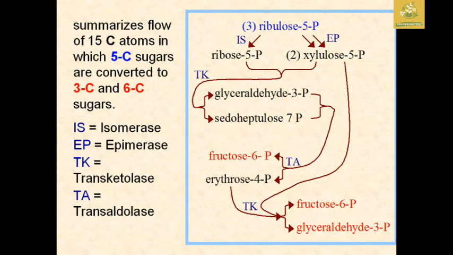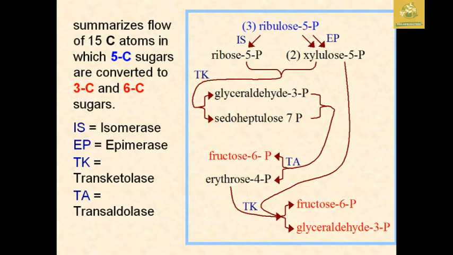So while summarizing, I have given you a simple summarization of the 15 carbons, which is completely taken, where the 3 ribulose 5-phosphate is taken, and 1 ribulose phosphate is isomerised, and epimerase is used to form xylulose 5-phosphate and used to produce glyceraldehyde 3-phosphate as well as sedoheptulose 7-phosphate in the first product, and after that it goes to fructose 6-phosphate as well as erythrose 4-phosphate, and after that the xylulose comes to erythrose 4-phosphate and is used to form fructose 6-phosphate as well as glyceraldehyde 3-phosphate.